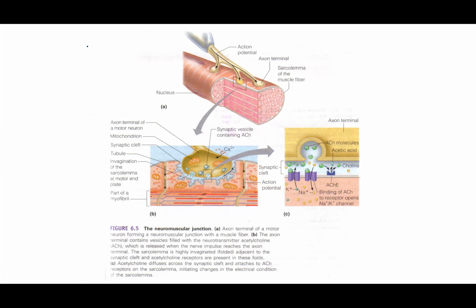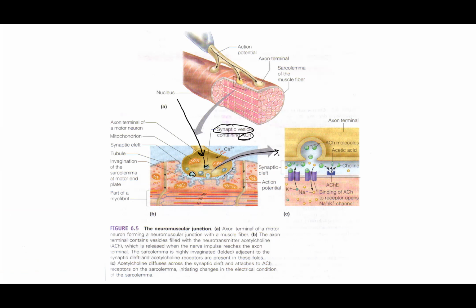Okay, so here's another picture of this. You've got the electrical signal coming in, goes to the axon terminal. It tells those synaptic vesicles that contain the acetylcholine, there's acetylcholine in there. When it hits that, they basically open up, release themselves, right? Release the acetylcholine.